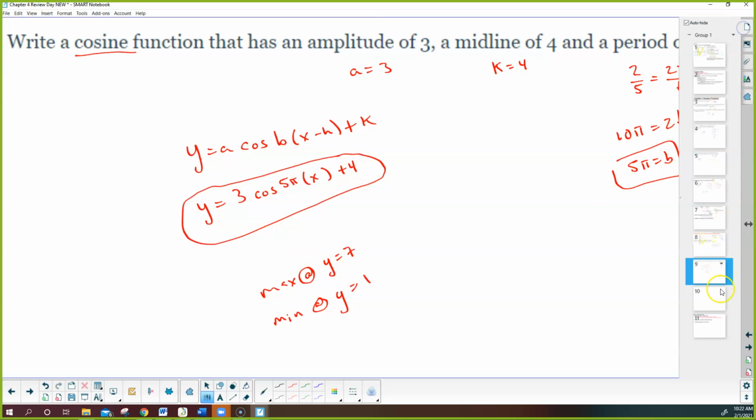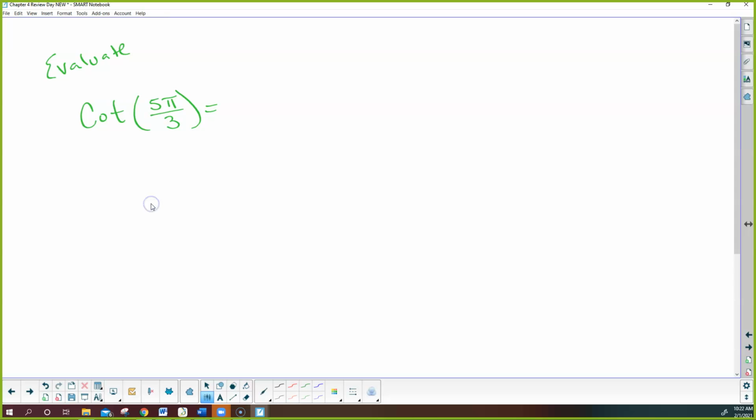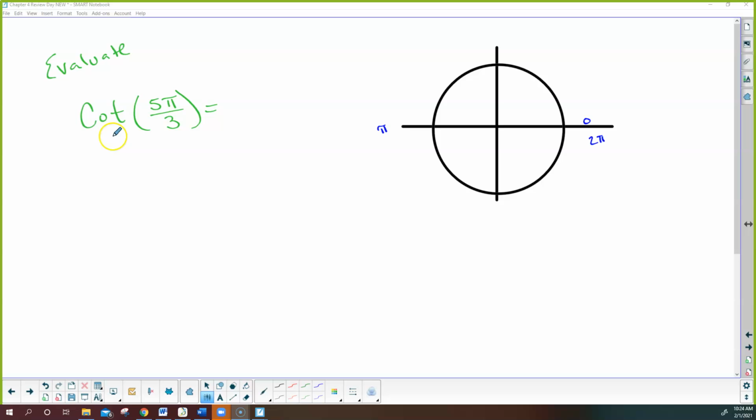All right, last problem, and then you guys are going to have about 20 minutes of work time. I'd like you to try this one. I'm going to give you a minute. Evaluate, using the unit circle, no calculators, what is cotangent of 5 pi over 3? Quick, I'll share with you how I would think of this.